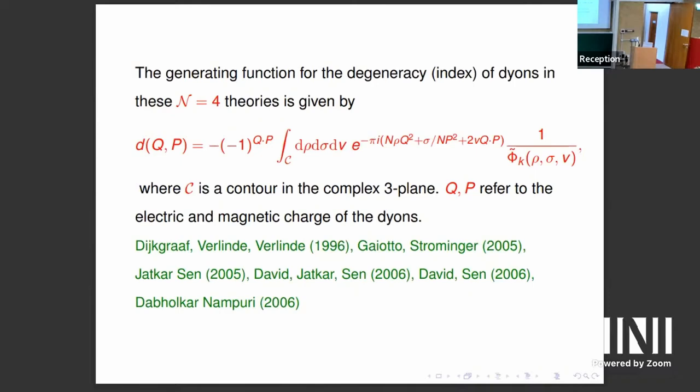Now, this has a long history, a very long history, actually. Initially, it was conjectured by Dijkgraaf, Verlinde, Verlinde. And then Gaiotto and Strominger had a sort of proof by the 4D, 5D lift. We had generalized it and so on. And I think Suresh is not here yet. Yeah, he was also involved in setting up this degeneracy formula. Okay, so let me describe this. There is a contour by which you have to do this integral to do the Fourier transform.